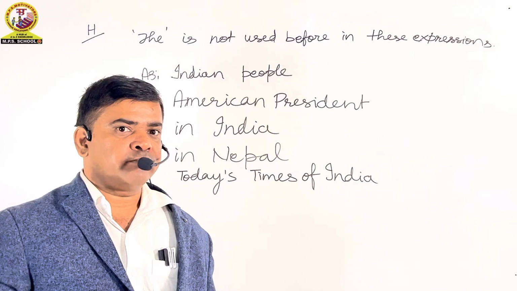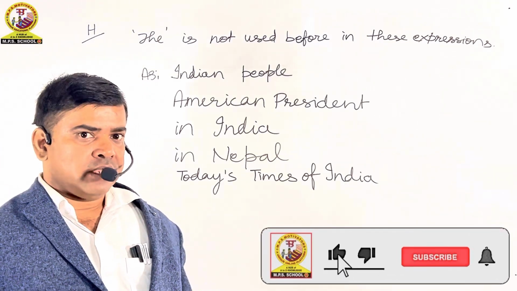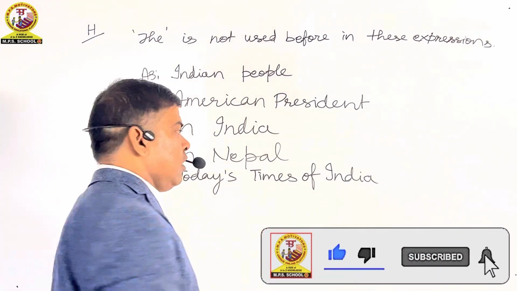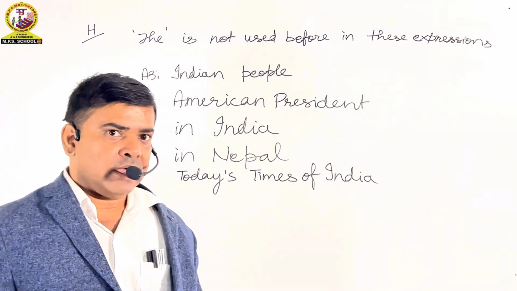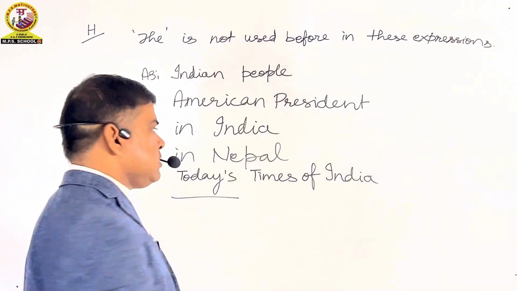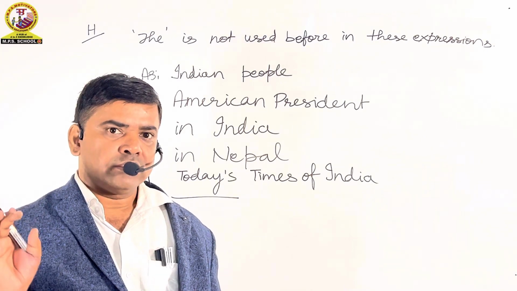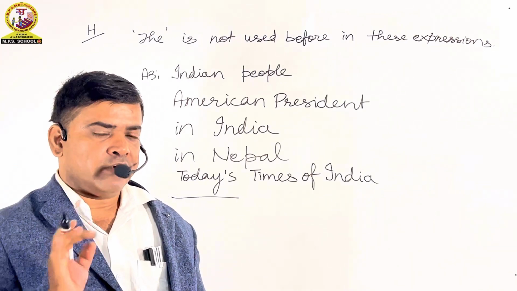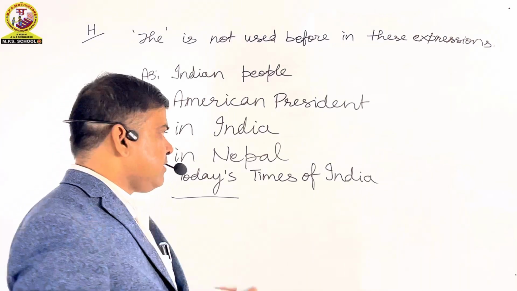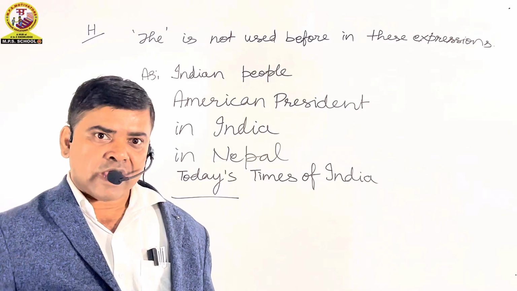We know that before the names of newspapers we use the, but here the is not used before the name of the newspaper Times of India. Here we have not used the before it because here today's is used. So in such an expression we don't use the before the name of a newspaper also. Today's Times of India, today's Hindustan Times, today's Navbharat Times.